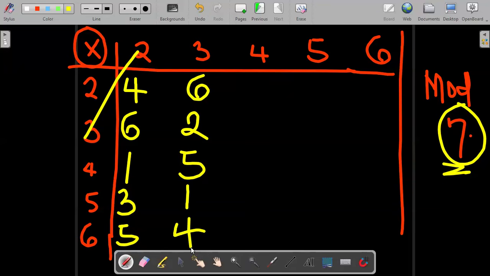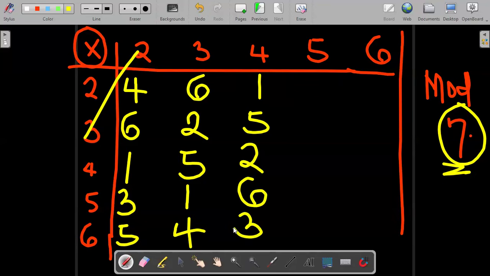So 4 times 2 is 8. It's more than 7. Remainder is 1. 4 times 4 is 16. How many 7 can I find in 16? Is 2. What is left is 2. Then 4 times 5 is 20. How many 7 can I find in 20? Is 2. What is left is 6. Then 4 times 6 is 24. How many 7 can I find in 24? Is 3. What is left is 3.